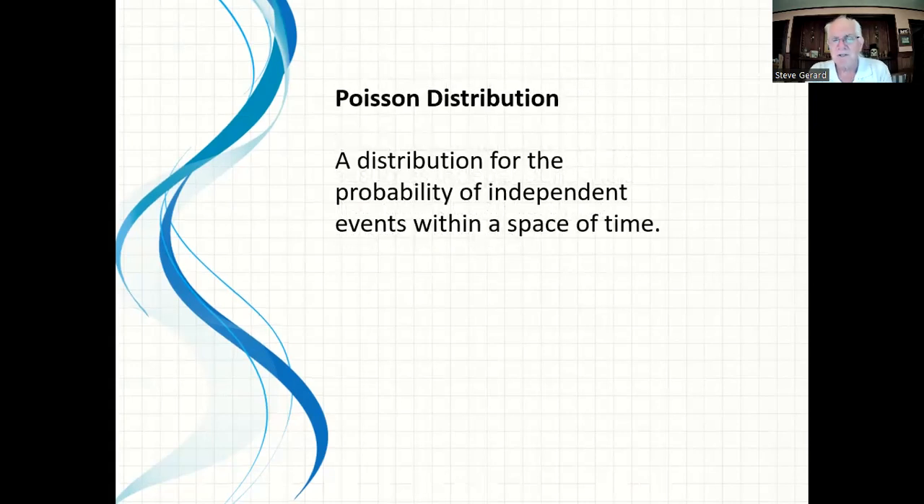The final distribution I want to mention here is the Poisson distribution. It's not "poison," it's Poisson distribution. And this is a distribution for the probability of independent events within a space of time.